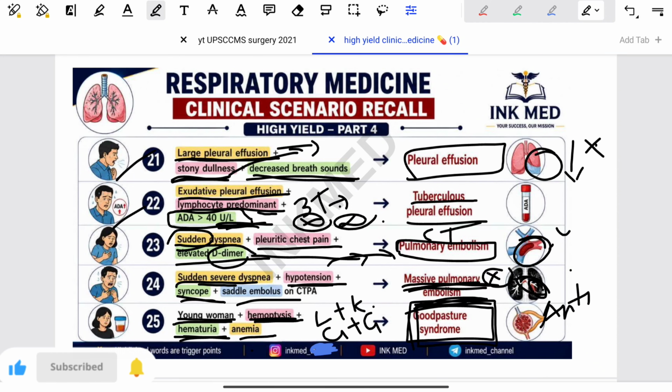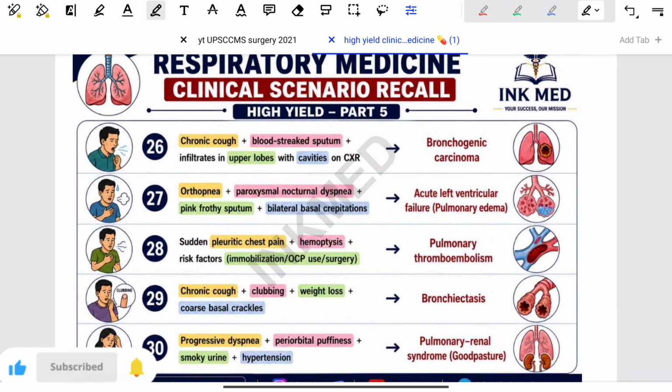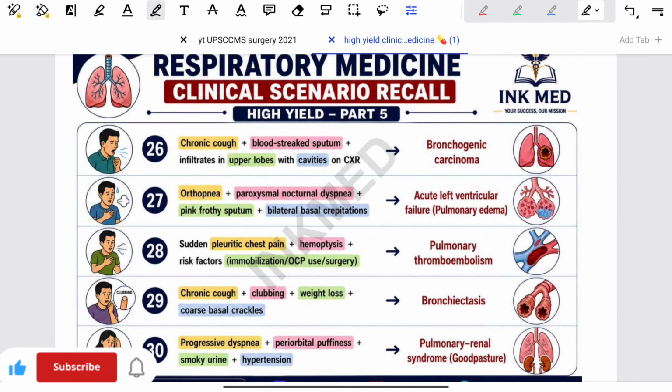Now let's move towards pulmonary malignancy, pulmonary edema, thromboembolism, and pulmonary renal syndrome. A patient has chronic cough, blood-streaked sputum, and an upper lobe cavitary lesion. Diagnosis is bronchogenic carcinoma. The trigger words: blood-streaked sputum, chronic cough, cavitary lesion.